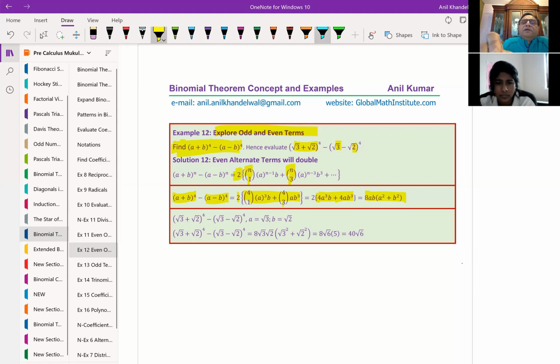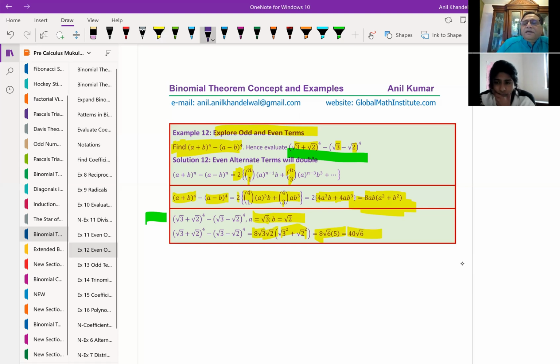Now let us evaluate the value for this term. Basically, we'll now substitute a as square root of 3 and b as square root of 2. Once you substitute in this formula, which we just derived, you get 8 times a times b, that is square root 3 times square root 2, and then inside the bracket, a square plus b square, and you get a value which is 40 square root 6. So that becomes our answer.